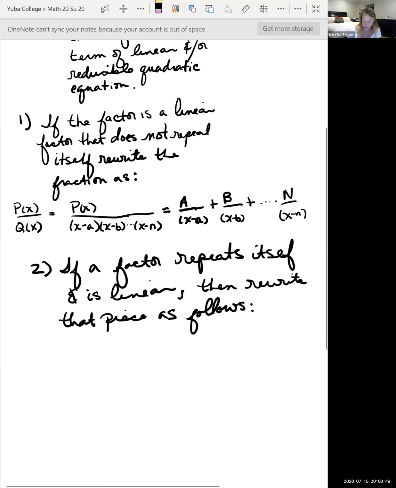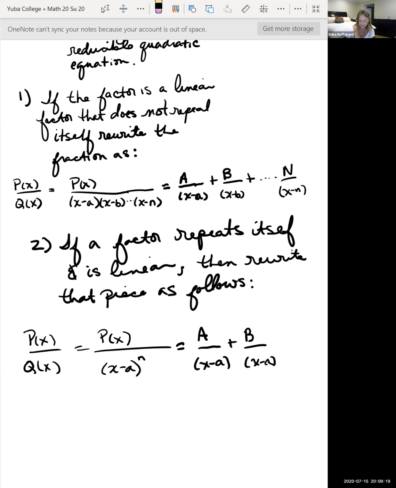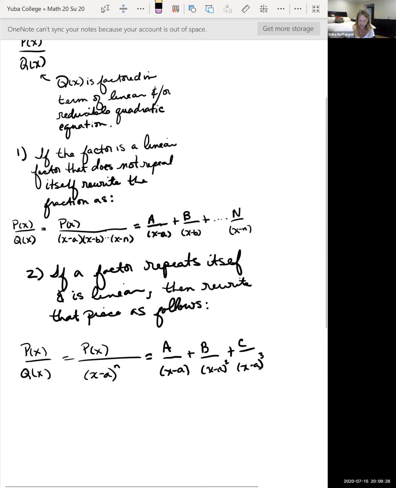So let's say that you factored this p of x over q of x, and I'm just going to look at an example where you had a factor of x minus a, and it repeated itself n times. If I want to rewrite this, I'm going to look at A all over x minus a, plus B all over x minus a squared, plus C all over x minus a cubed, all the way up until I get to what n is, how many factors I have. So if it was just a square down here, I would have had just these two fractions. If it's a fifth power, I would have five different fractions for this piece. So plus dot dot dot till we get to the nth factor, x minus a to the n. Okay, so that's if it's a repeating linear factor.